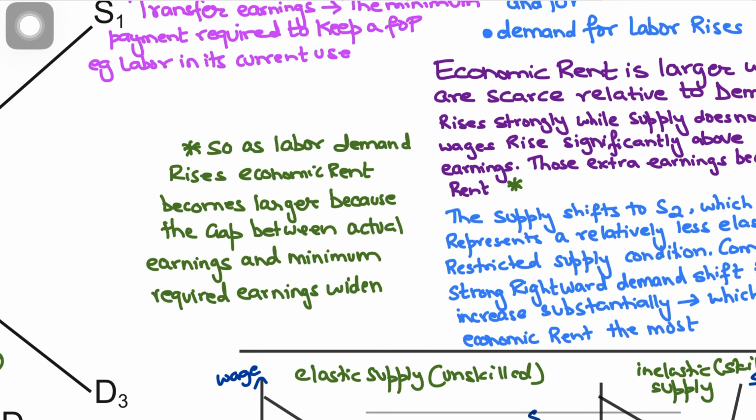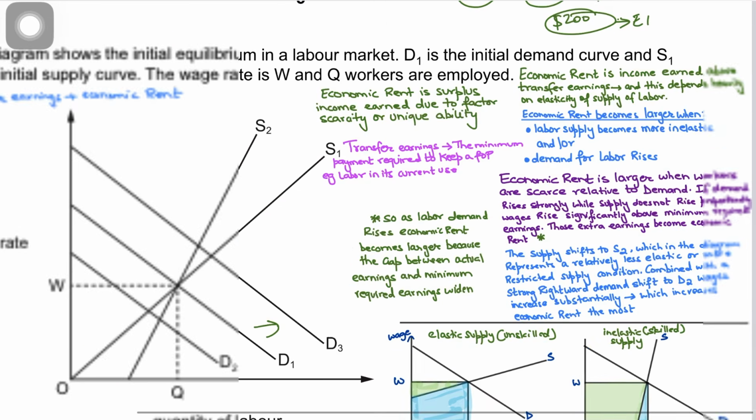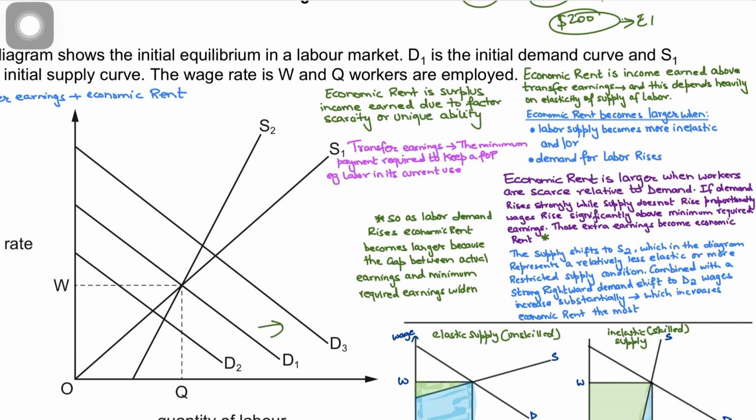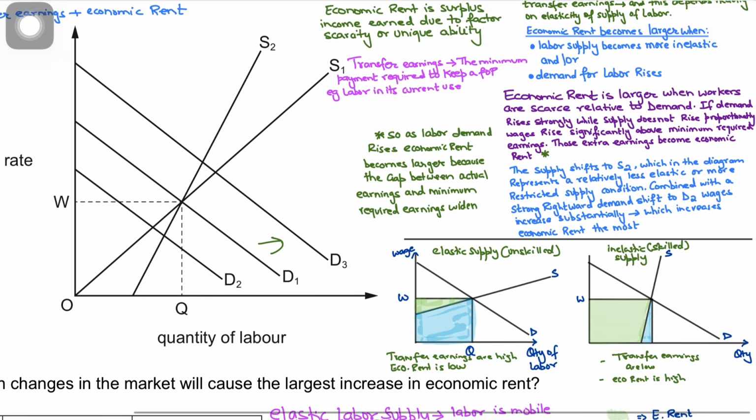So as labor demand rises, economic rent becomes larger because the gap between the actual wages, which are very, very high, because supply has become not only inelastic, it has fallen as well, and the minimum required earnings, widens.